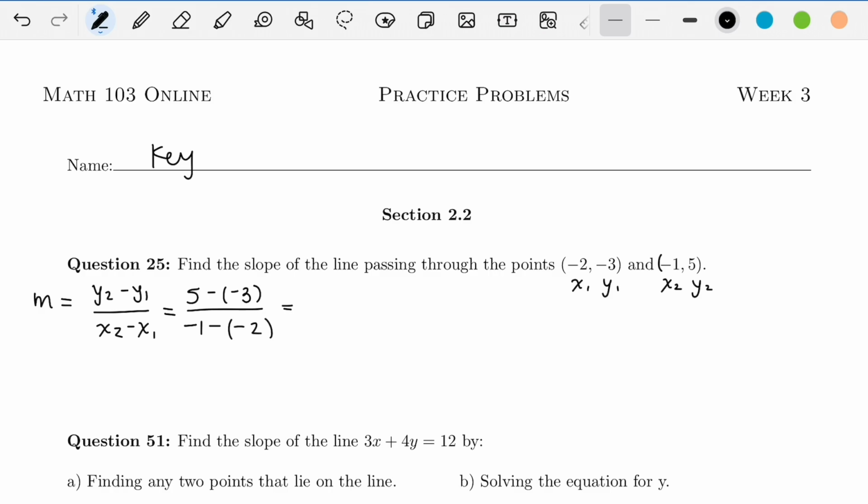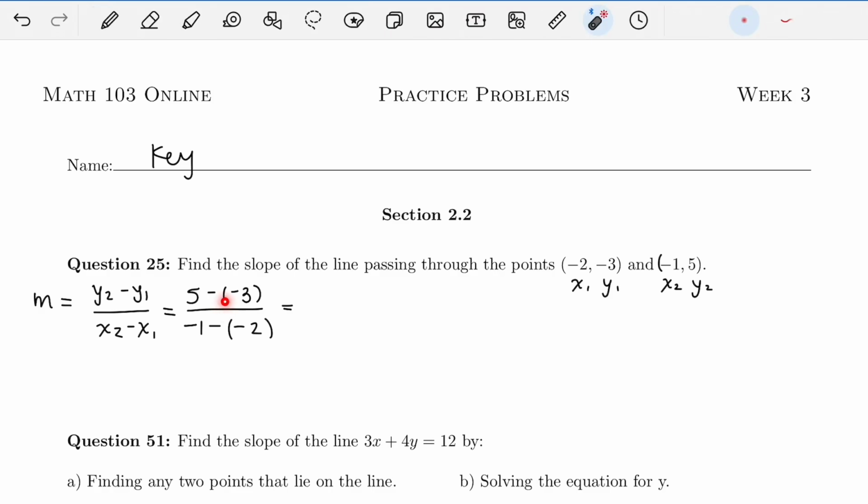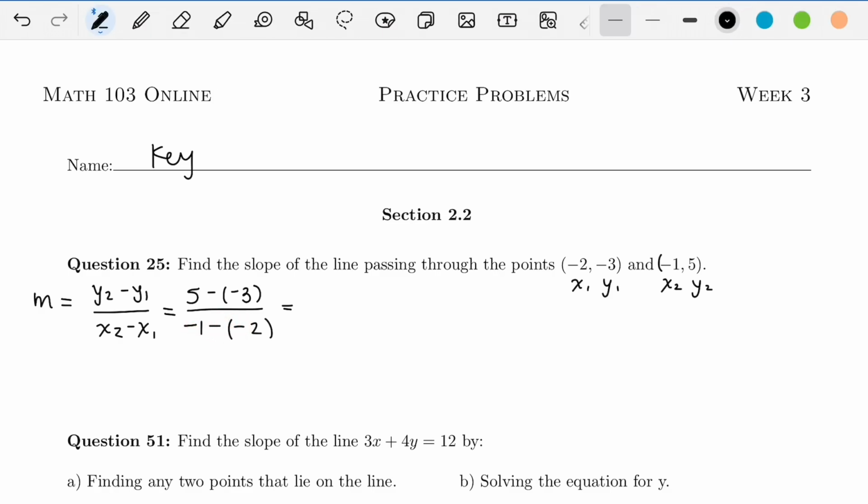So here we're going to get 5 minus a negative 3, so this becomes a positive. And similarly in the denominator here, we have negative 1 minus a negative 2, so this minus and this negative here is going to become a positive. So we're going to have 8 over 1 here. So the slope is just going to be 8.